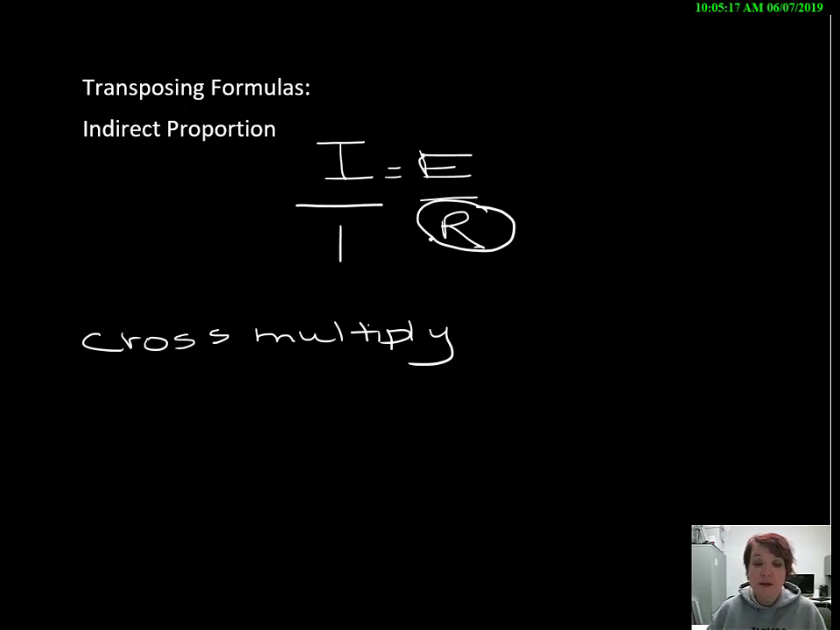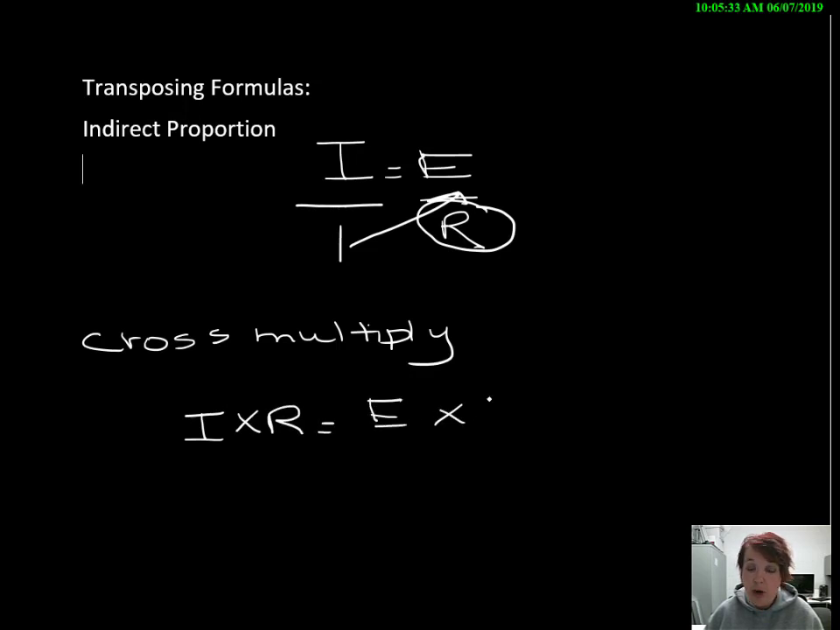So we will perform cross multiplication where I would take the R and bring that to the I, and then bring 1 up to the E. So that would in essence look like I times R equals E times 1. E times 1 is just E on its own. Okay, so now you can see in this formula that I have in fact taken an indirect proportion, cross multiplied it, and brought it to a direct proportion where we now can apply rules 1 and 2.